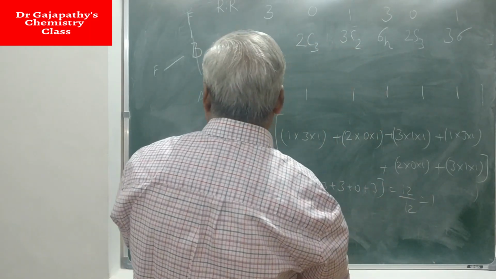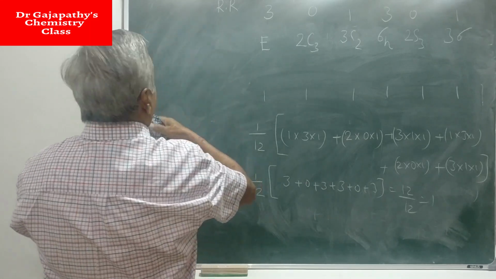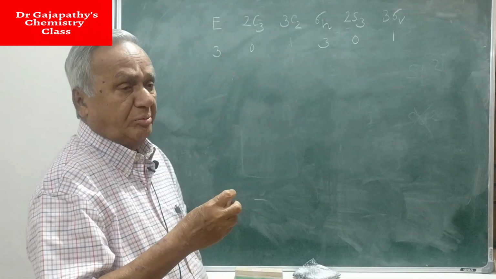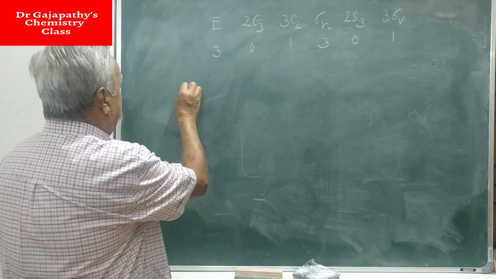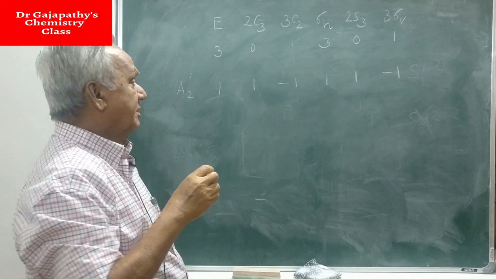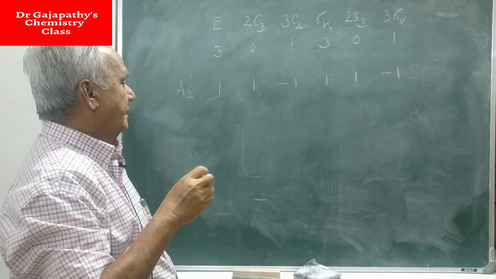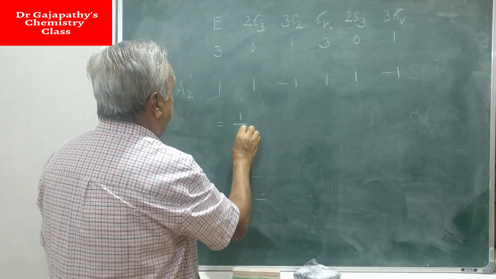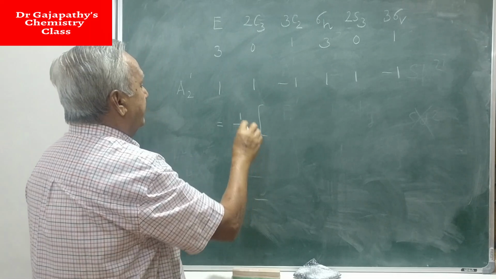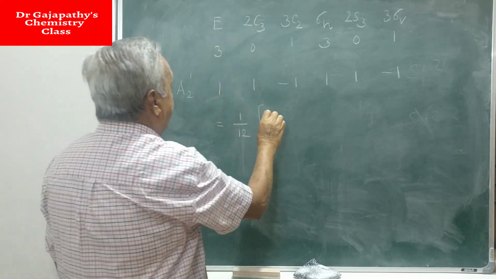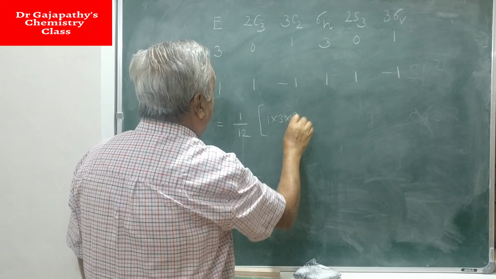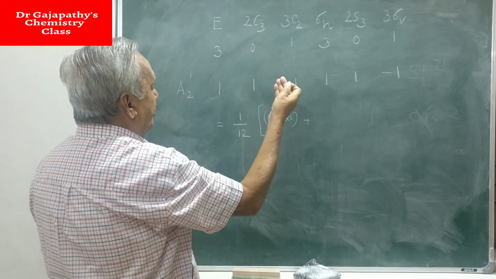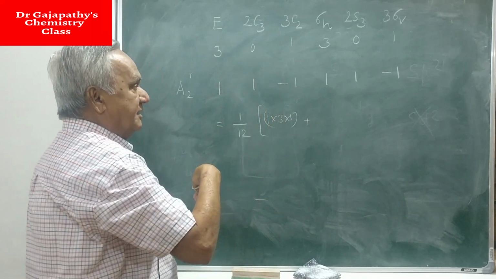So this contains 1 A1 prime. Now I find out how many A2 primes are there. For the irreducible representation A2 prime, I'll find out how many A2 primes are present in this: 1 by 12, 1 into 3 into 1 plus 2 into 0 into 1. It is going to be 0. I need not write anything, I'm not going to waste time.